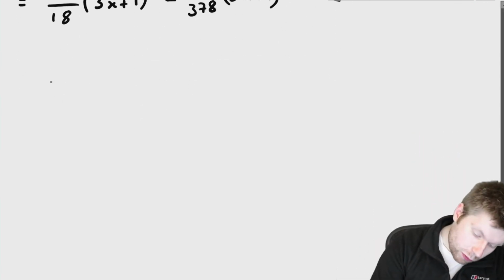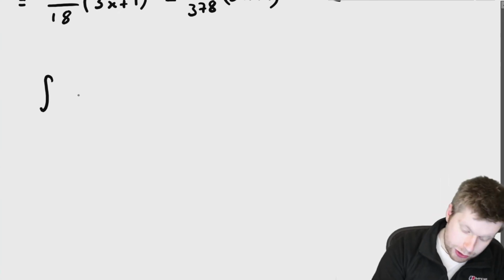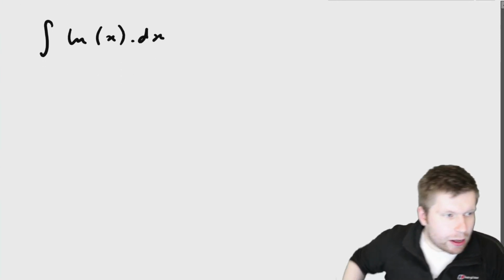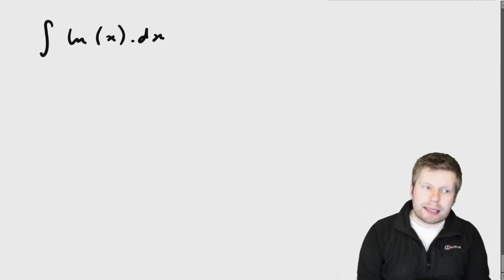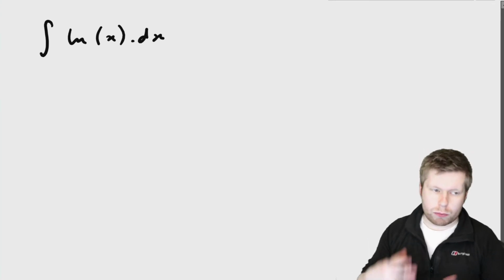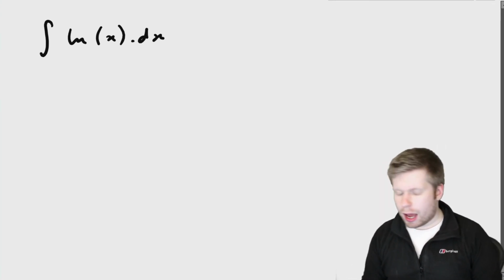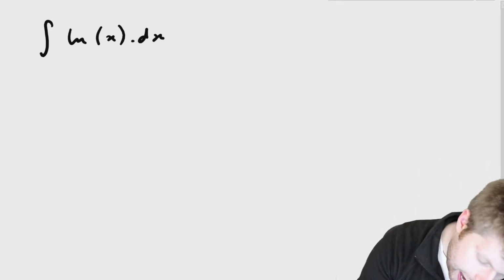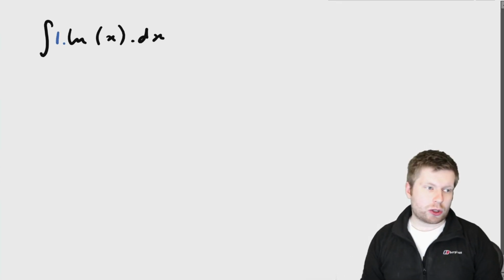So now let's have a look at this one, which is a slightly more interesting example. Let's have a look at the integral of natural log of x with respect to x. Now this looks a bit weird because it doesn't look like a candidate for integration by parts as it stands, because I'm not multiplying two functions together. But I can do this if I think about this as 1 times the natural log of x.